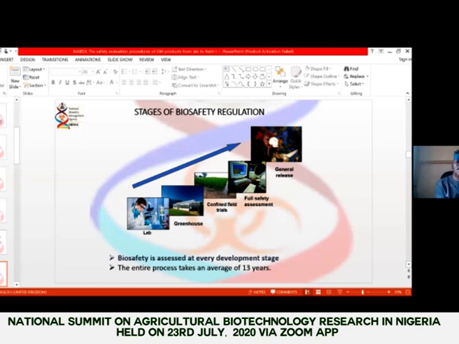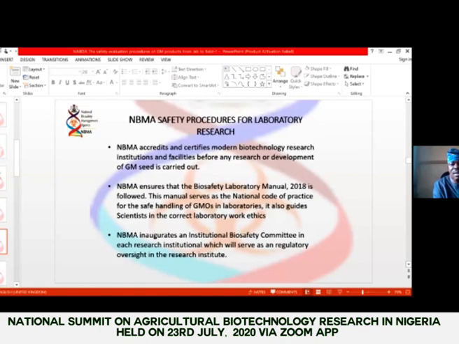What are the stages of biosafety regulation in the country? As earlier said, biosafety is assessed at every developmental stage, that is, from the lab. The entire process is subjected to biosafety procedures. Then the research laboratory.